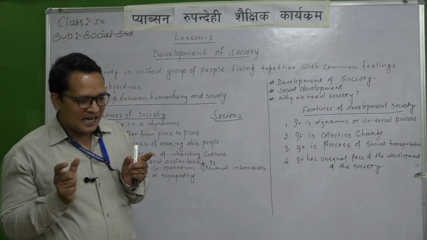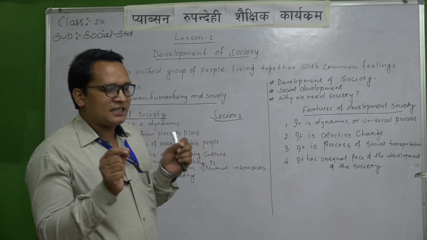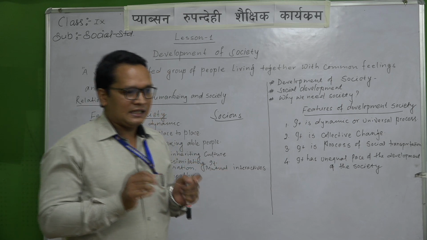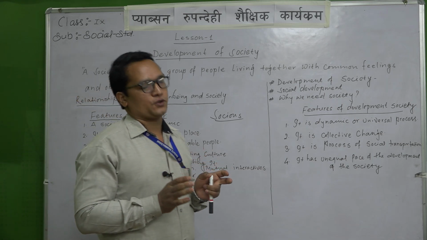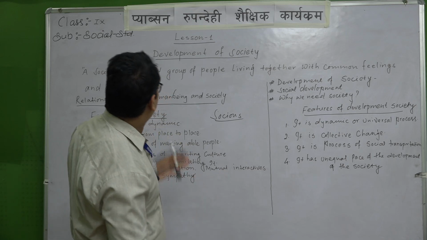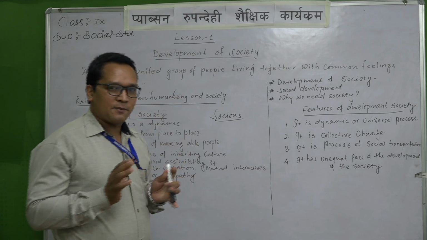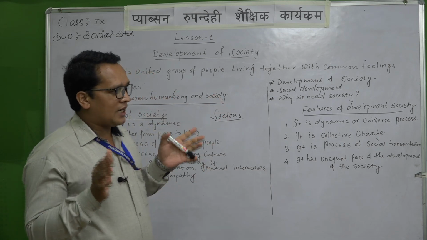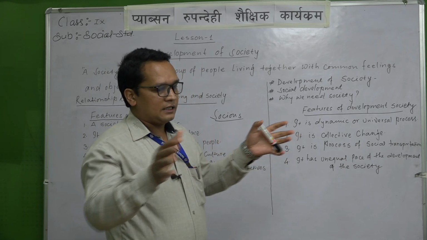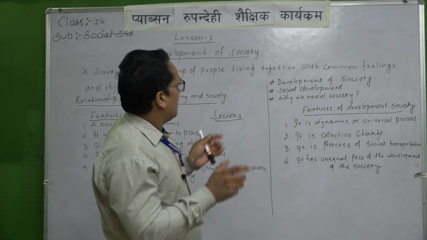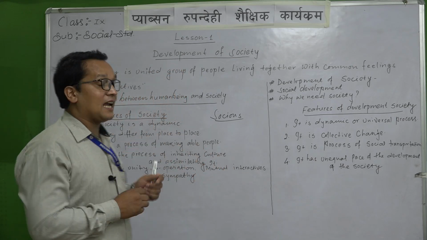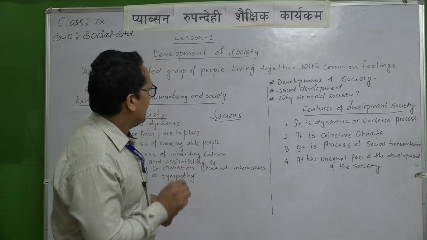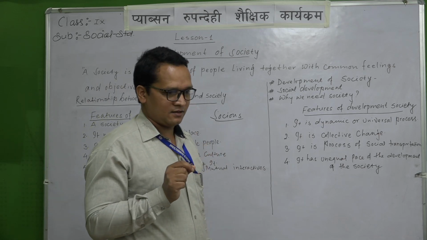United means they have good relationships, mutual relationships, and good understanding of each other, so that only such a united group of people can be addressed. And living together means we are living nearby or in the surroundings, so it is called living together. And common feelings and objectives: each and every member of the society has common feelings.